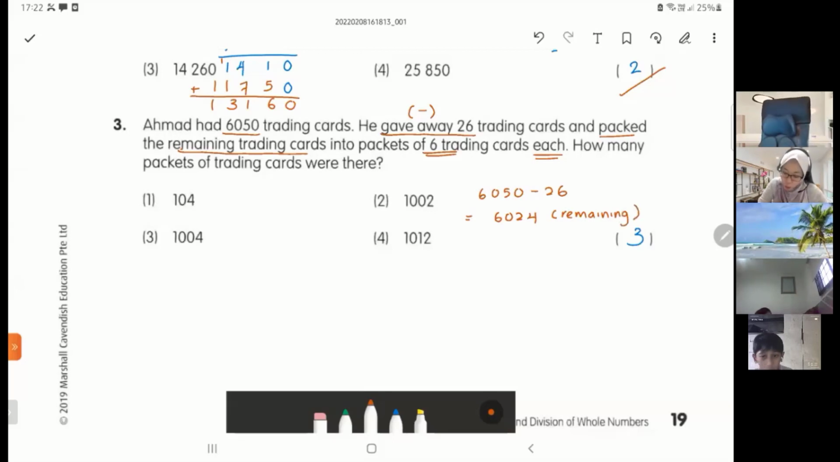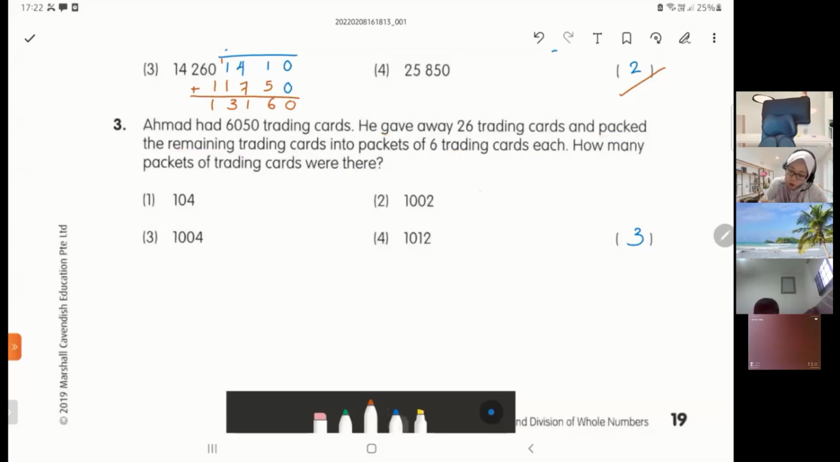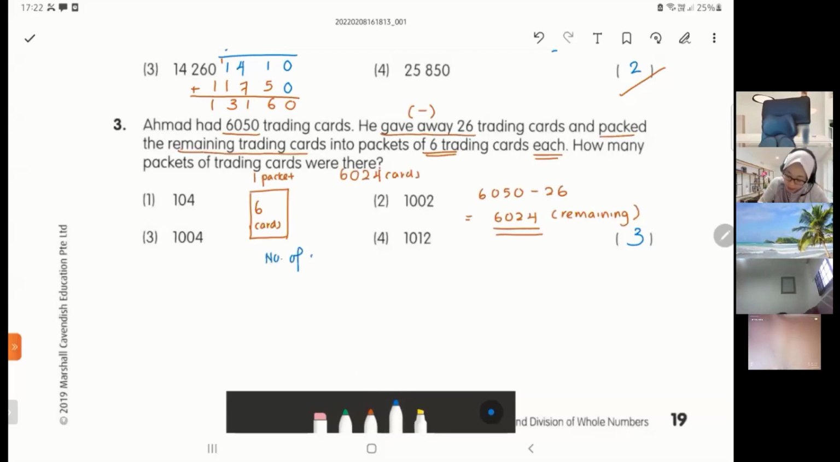I divide it into packets of 6, which means in one packet, I have 6 cards. This is one packet. Now I have how many cards? I have a total of 6,024 cards. I want to know the number of packets that I can get when I have this number of cards. So what do we do? The clue is there. I double underline each because it means divide each. 6,024 divided by 6 equals 1,004.